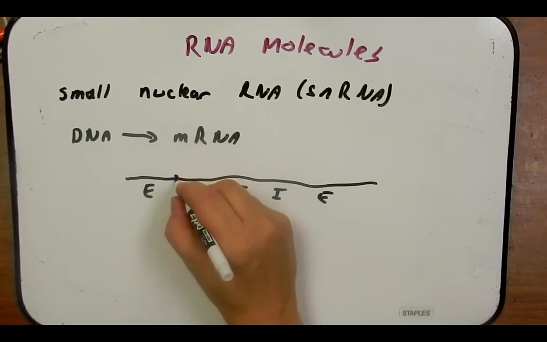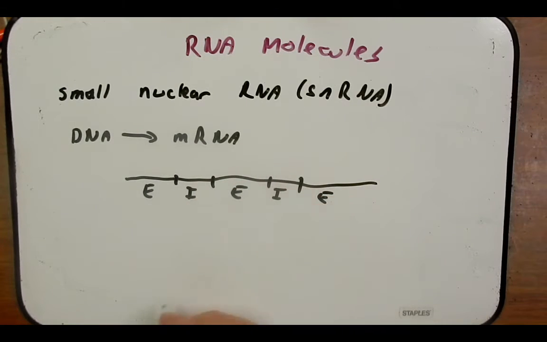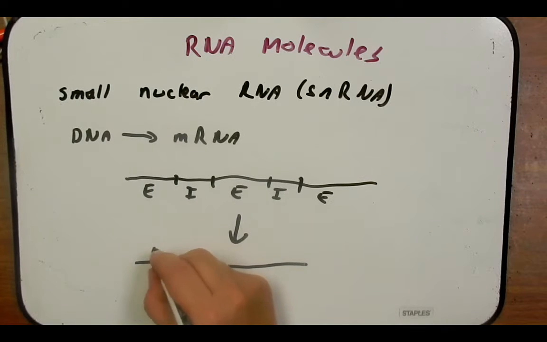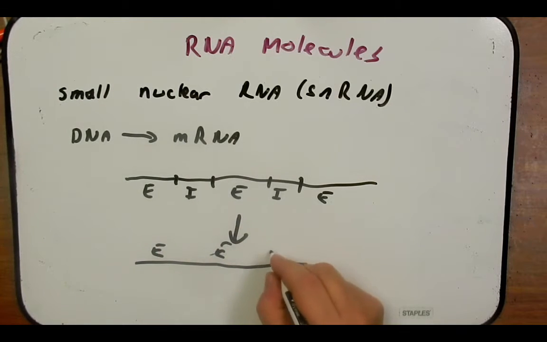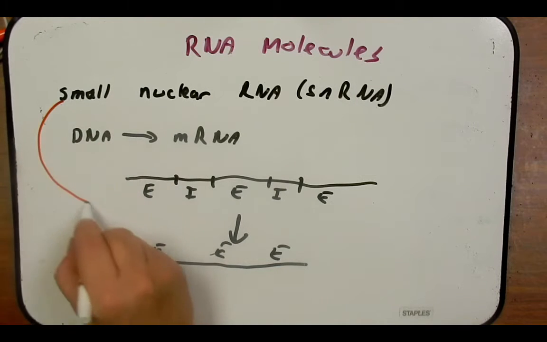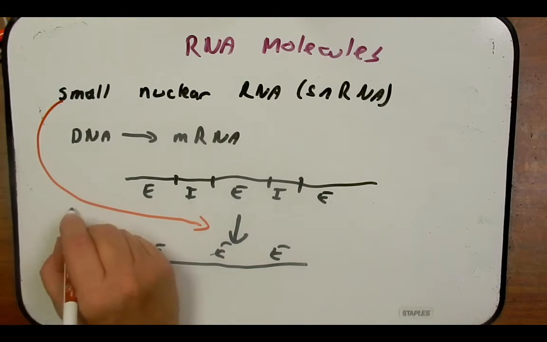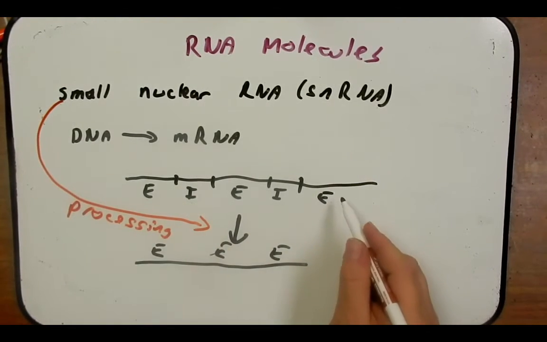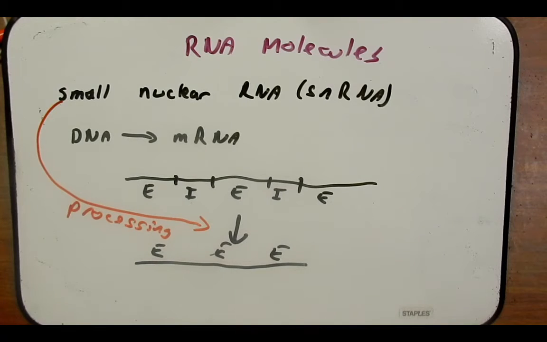These introns have to be removed to produce a mature messenger RNA that contains just these three exons. It is these three exons that are important in making the protein. The introns do not code for any part of that protein. And these small nuclear RNAs play a role in this processing of this immature RNA into the mature RNA.